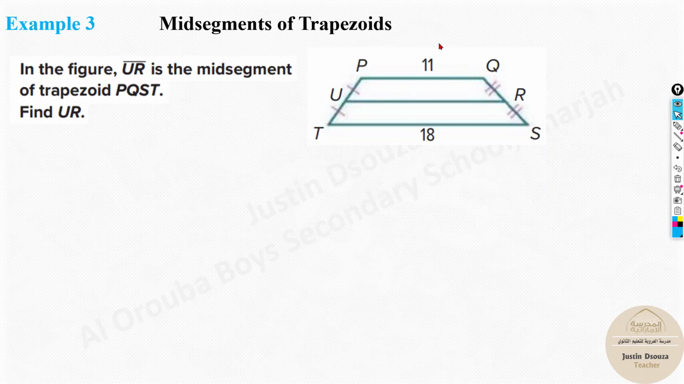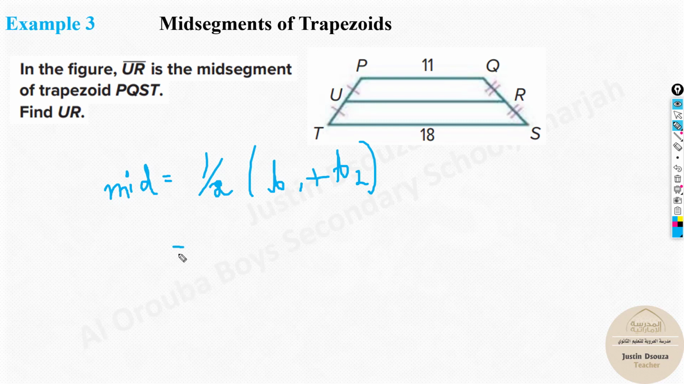First thing, this is parallel to each other. Now they're asking you to find the mid segment UR. The formula is, I'll write, mid segment equals half multiplied by the sum of the bases, that is B1 plus B2. This is the answer. Now, how would you solve it? Half, what is the base over here? 18 plus 11, and this is the answer.